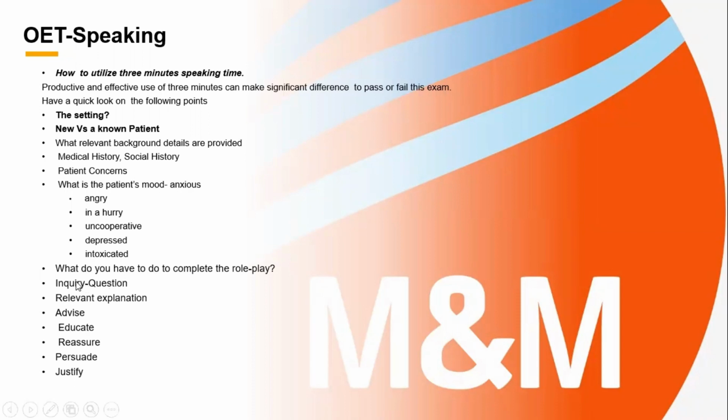The components of the speaking role play card, or the skills that you have to demonstrate, are to show the inquiry-related skills, the questions, which may include open and closed-ended questions that will be explained in depth later in the lecture. Explanation in layman language, not medical terms. Even vomiting should not be used. We can use throwing up. Advice, for example, if there is any, you have to give to the patient. Educate the patient, assure, reassure, and persuade the patient to share his feelings or thoughts, and justify your explanation at the same time. So these are some of the skills that you need to work on.